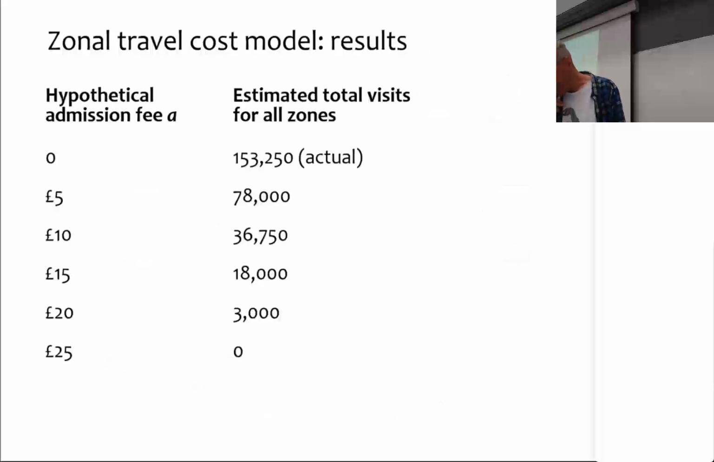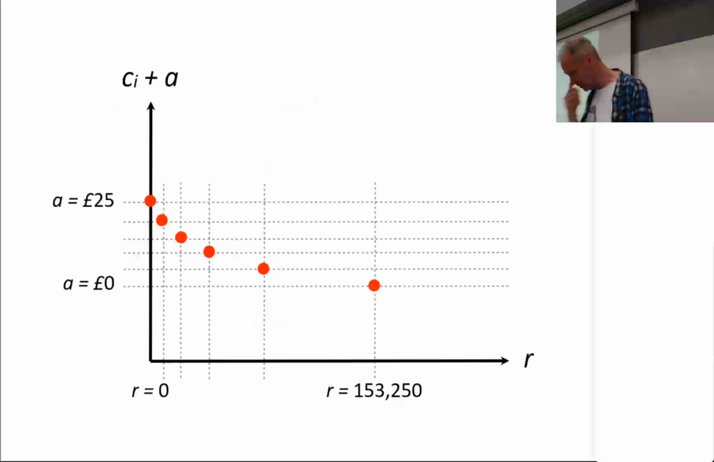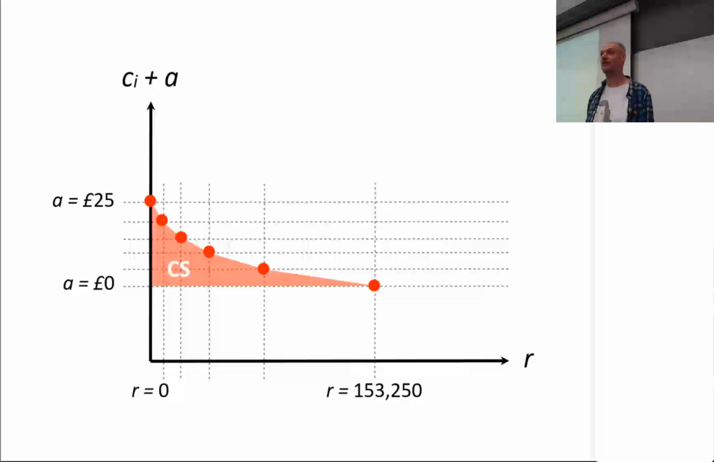And then you can try this with different values of your entrance fee. So this is the original situation, 153,000 people visit. Then you raise the price by 5, the demand falls to 78, and so on, falls to 0. If you raise your entrance fee by 25, it's a bad idea if you want to keep getting people to the park, right? So we have a demand curve like this, or we have 5 points on the demand curve, and then we can draw a line through that and integrate under it to find the consumer surplus, right? So that is the zonal travel cost method.